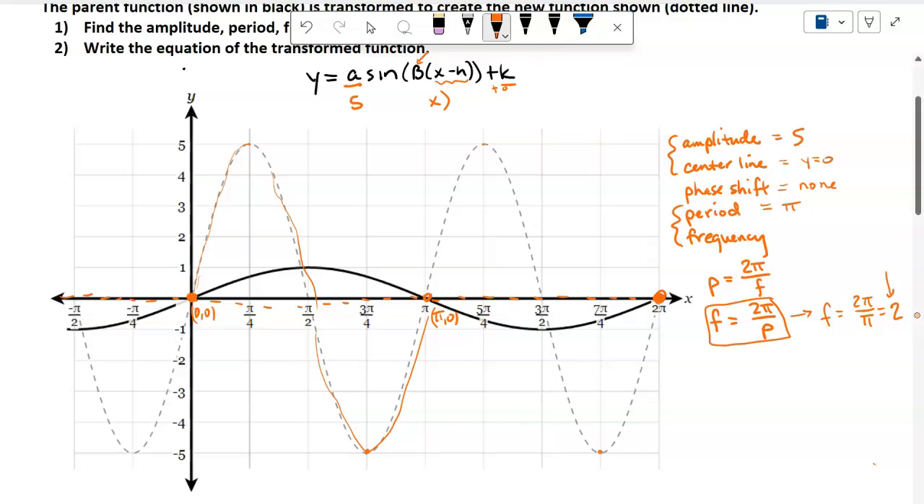This is the number of waves within a 2 pi period. All right, so we're just going to plop that into our equation. That goes in the b we said before, so I've got a 2x on the inside. This is still a sine function, and I've now completed my transformed sine function. There's the full equation that accounts for all of the different transformations.